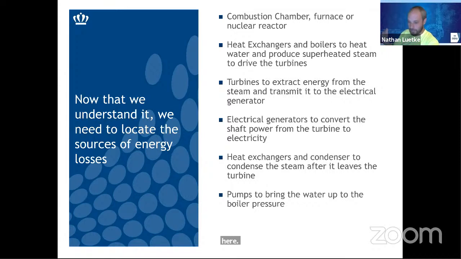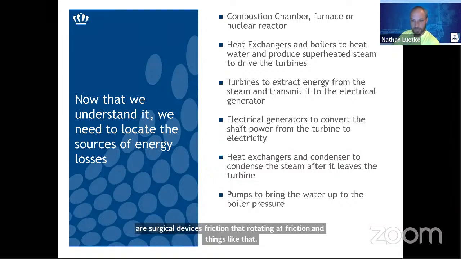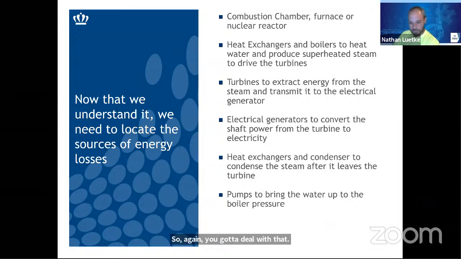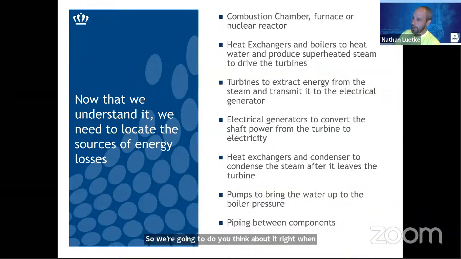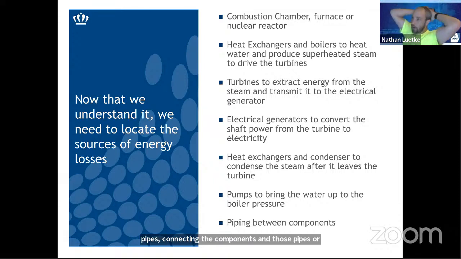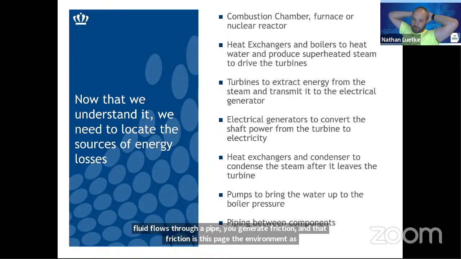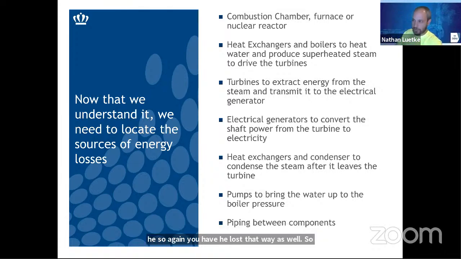And then pumps to bring the water back into boiler pressure. There's losses there as well, because pumps are centrifugal devices, and in rotating you get friction. So again, you've got to deal with that. And piping between the components, right? In a steam power plant, there are a lot of pipes connecting the components, and those pipes are not perfectly insulated. Also, when any fluid flows through a pipe, you generate friction, and that friction is dissipated to the environment as heat. So again, you have heat loss that way as well. So these are all sources of losses.